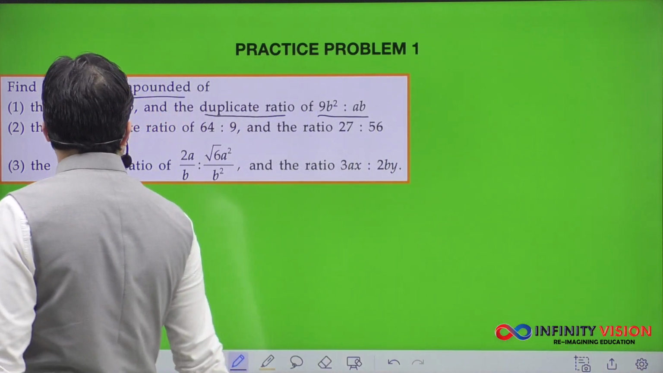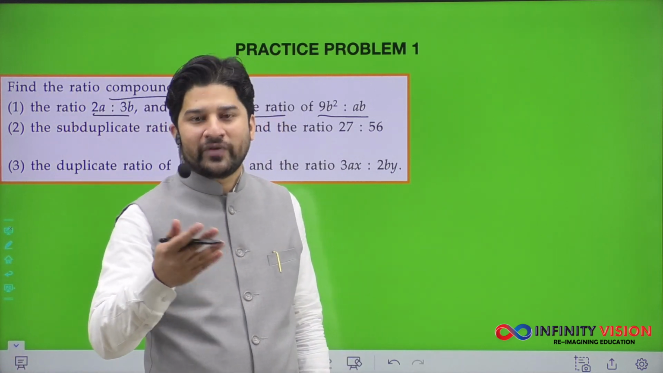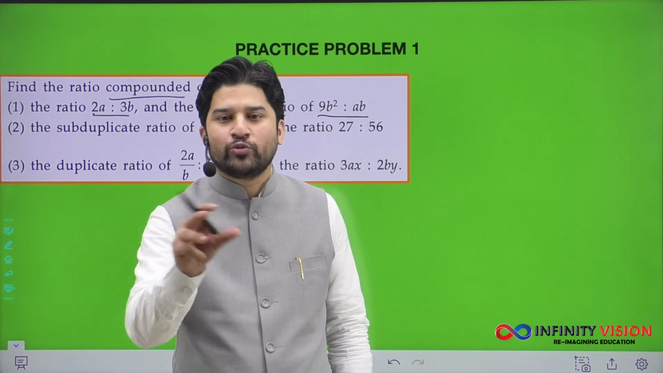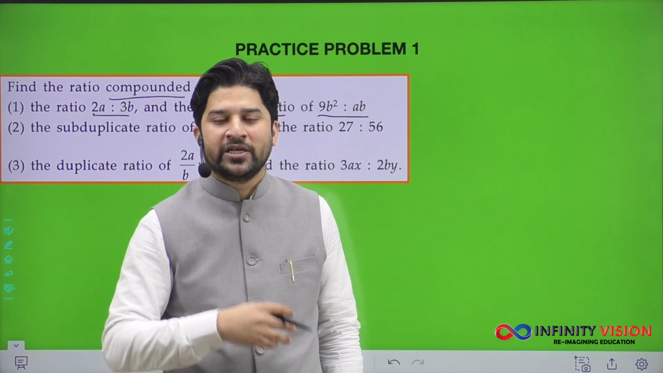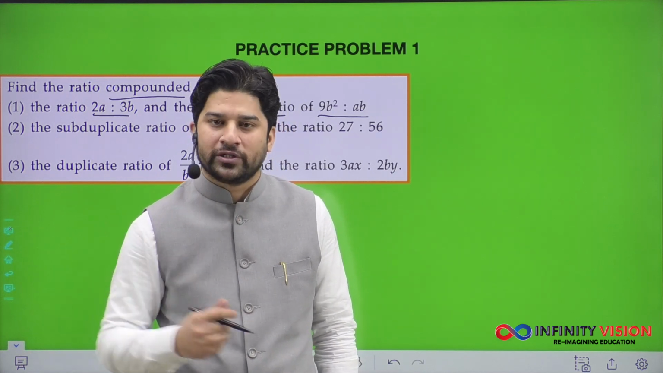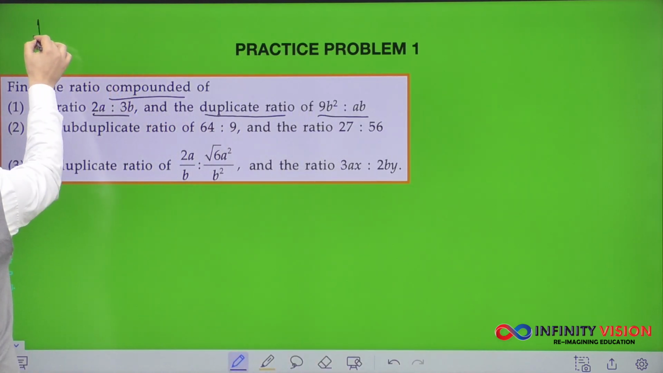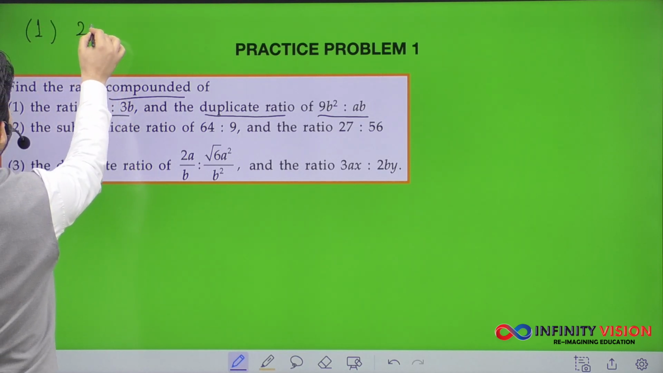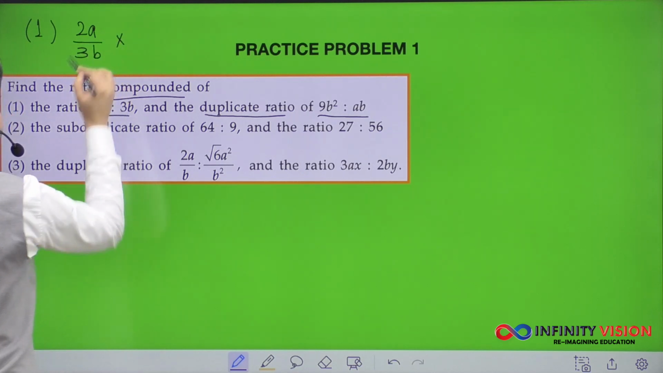Whenever someone asks you how to compound two ratios, you just need two ratios. Let's say you have a is to b and the other ratio is x is to y. You just need to multiply their antecedents and you need to multiply their consequents. The new ratio would be the product of antecedents is to the product of consequents. Now let's see what we have in first problem. In first problem, the simple ratio 2a is to 3b can be written as 2a upon 3b. Compounding means we need to multiply them.